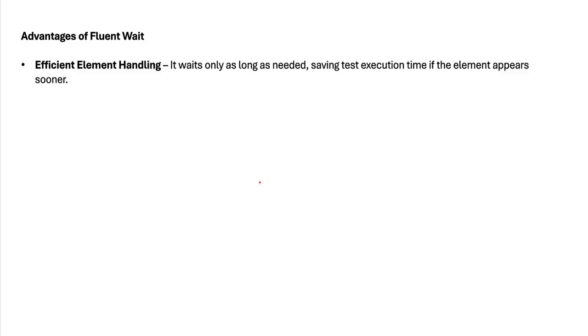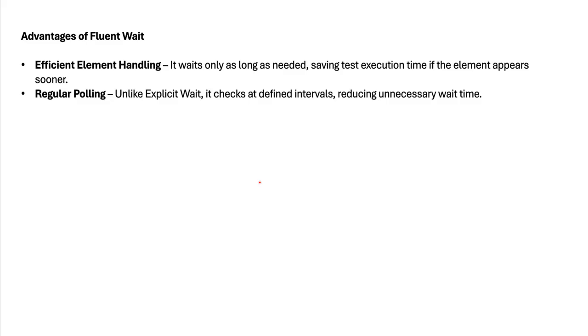So let's talk about some of the advantages. Efficient in element handling. It waits only the time that you need. Suppose the element is visible at the fifth second, it will go ahead and continue the execution. It doesn't wait till 30 seconds is completed, right? So that is where it is quite efficient. And regular polling. That's what we spoke about, every 5 or 10 seconds, based on the time that we have specified, it will go and check whether the element is visible or not.